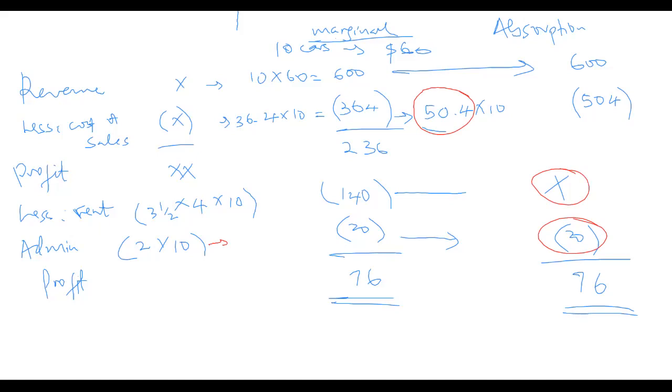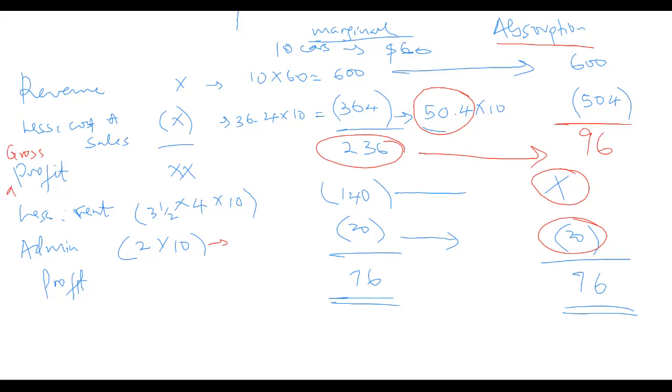Is it clear? Question? Okay, be very careful about what method we are using. As you can see here, the gross profit is different: here it is 236, but here it is equal to 96. It's different because the gross profit is determined differently under the absorption costing method and under the marginal costing method.